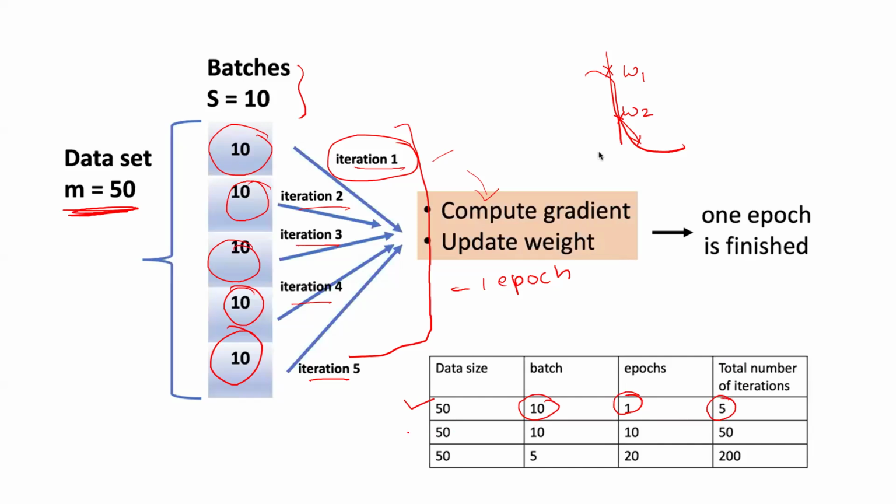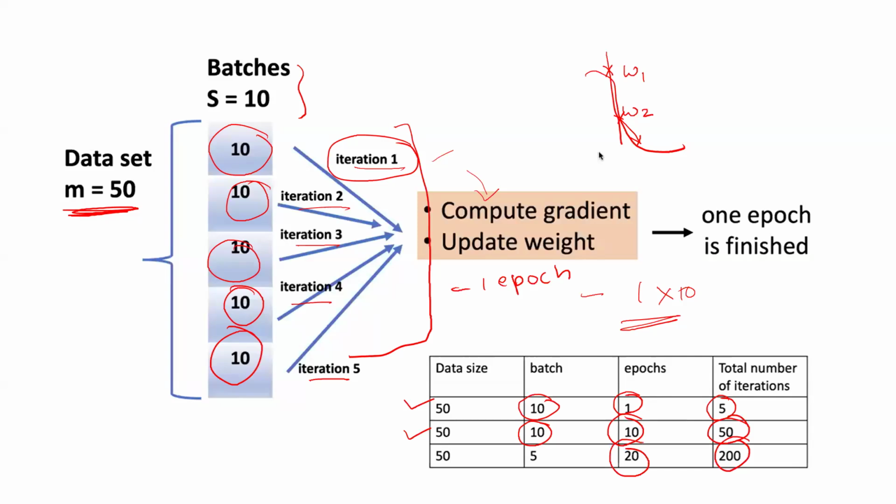Now in the same way, if the data size is 50 with batch size 10, and there are 10 such epochs, where one epoch is applied 10 times, then the total number of iterations is 5 into 10, which is 50. So 50 iterations are there. In the same way, if the number of epochs is 20, my number of iterations will be 100. So this is what the gradient descent is.